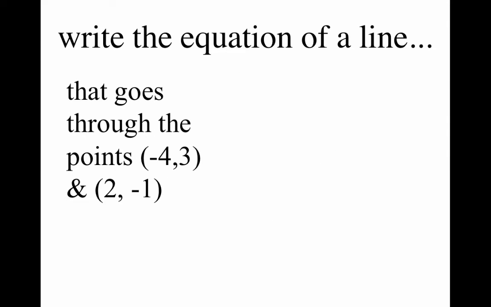Write the equation of a line that goes through the points negative 4 comma 3 and 2 comma negative 1. So we need a slope and we need a point. We have 2 points, but we don't have slope. So we find our slope by saying the slope is equal to y2 minus y1 over x2 minus x1, where y2 and y1 are y-coordinates and x1 and x2 are x-coordinates.